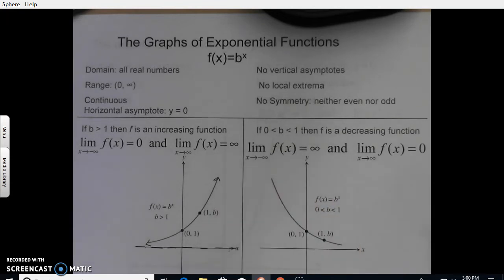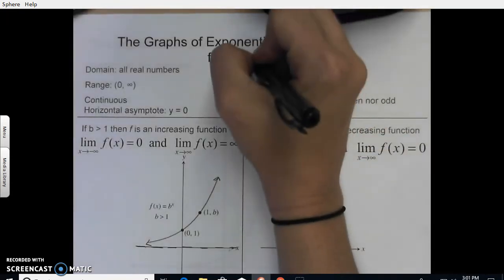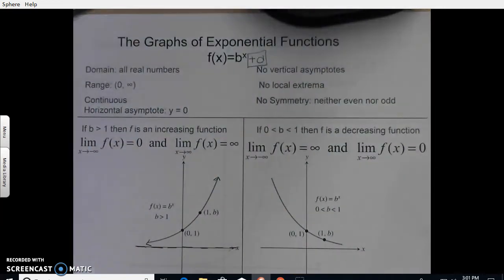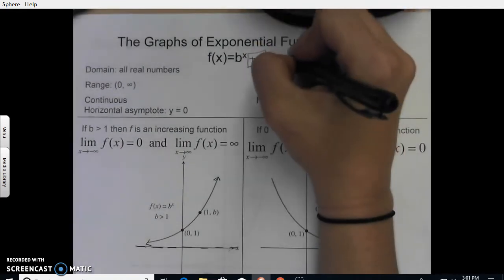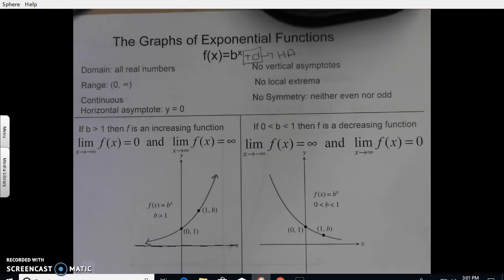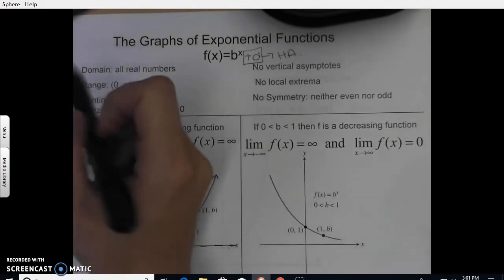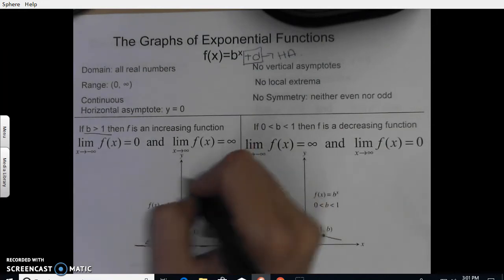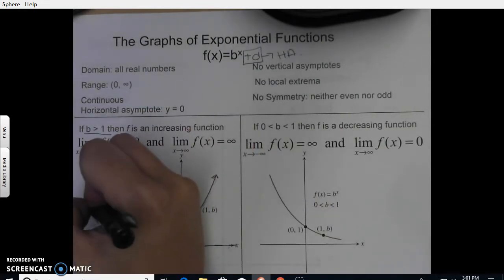We get this horizontal asymptote from the number out here, d. So if we're adding a number out there, that would be our horizontal asymptote. If we do not have a number out there, then our horizontal asymptote will be 0. As you can see, if we are increasing, that means our base is greater than 1. And since we are increasing, we are exponentially growing.